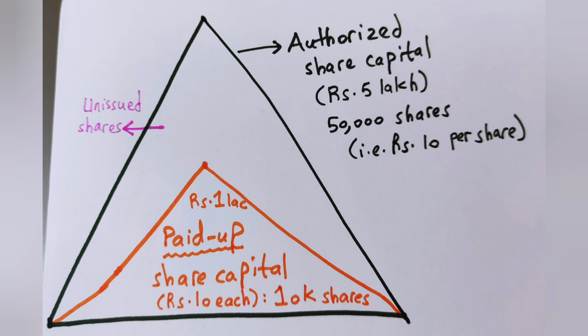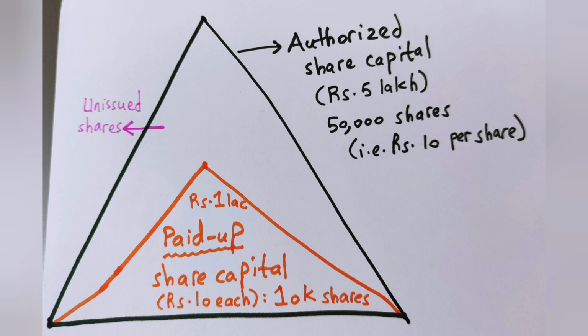And at that point, what you can do is you can issue more shares, and doing so would mean that you're going to expand the area covered by the orange triangle. That is, you're going to increase your paid up share capital, and once you do that, you have to keep in mind that there is a limit to how much paid up share capital, that is how much issued share capital you can increase. Why?